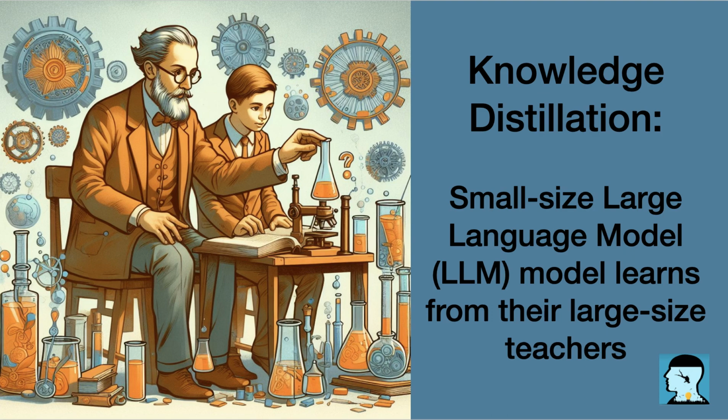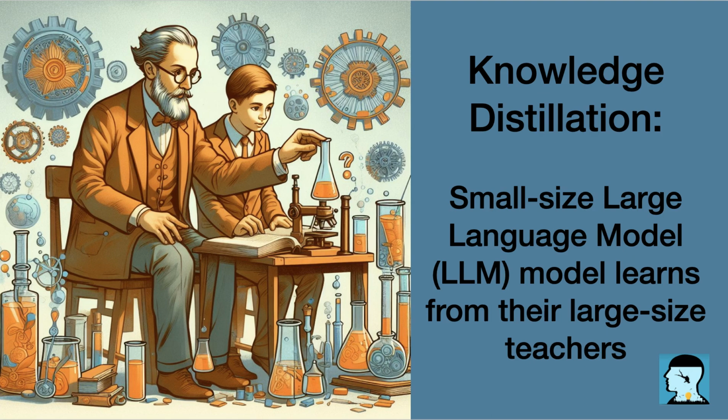Imagine you have a very knowledgeable teacher, the larger model, and a student, the smaller model. The goal is to make the student just as knowledgeable as the teacher. In knowledge distillation, the teacher model is first trained on a large dataset of human-written texts. This allows the teacher to learn a wide range of language patterns and understand how humans write.